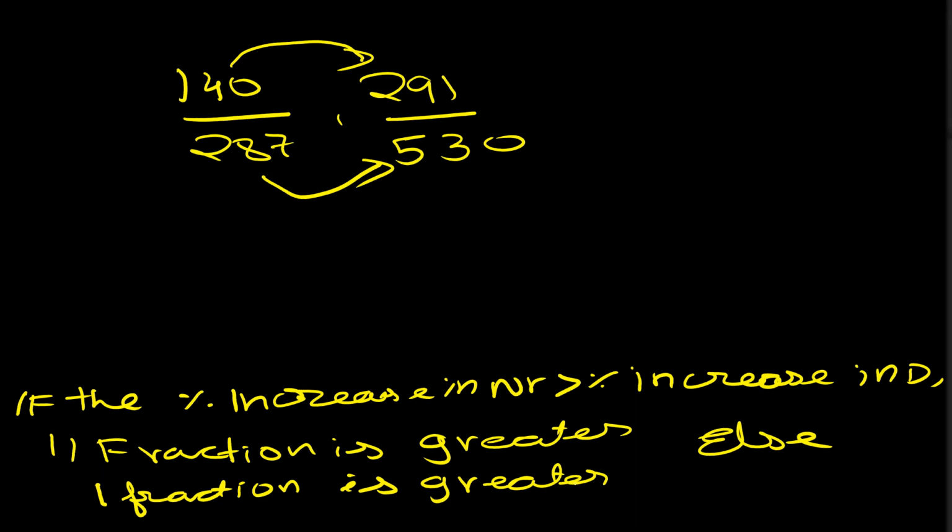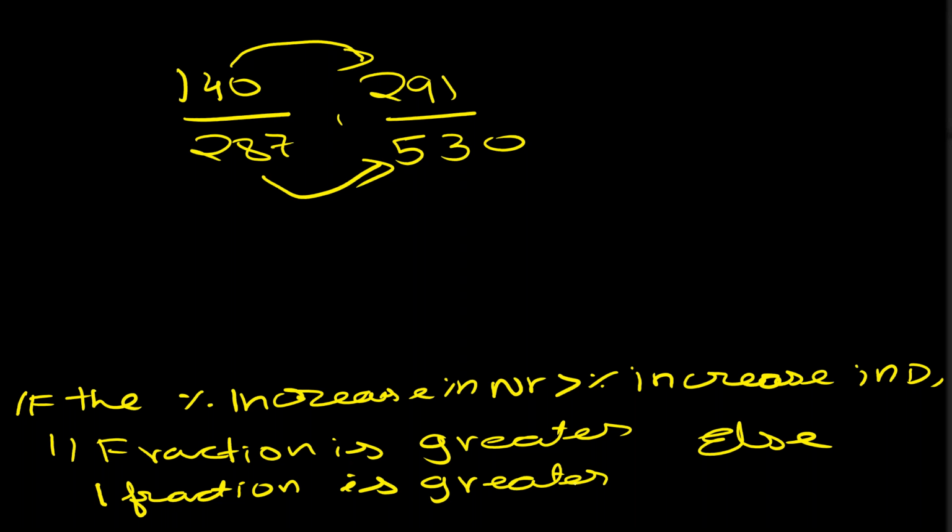If the percentage increase in numerator is greater than in denominator, the second fraction is greatest. Else, the first fraction will be greatest, which is nothing but if the denominator's increase is greater than the numerator's, then the first fraction will be the greatest. That is what they are trying to say in this condition.